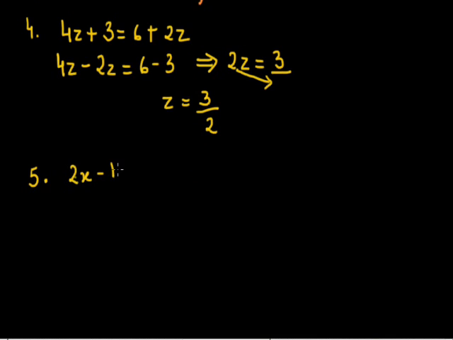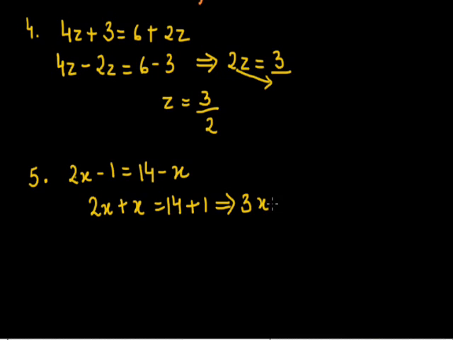2x minus 1 is equal to 14 minus x. Again, 2x and x here are variables, and 14 and minus 1 are the constants. If I take minus x to the left hand side, it will become plus x. So 2x plus x is equal to 14, and if I shift minus 1 to the right hand side, it will become plus 1. So this is 2x plus x, that is 3x is equal to 15. Now dividing by 3 on both the sides, I will get the value of x. So x is equal to 5.